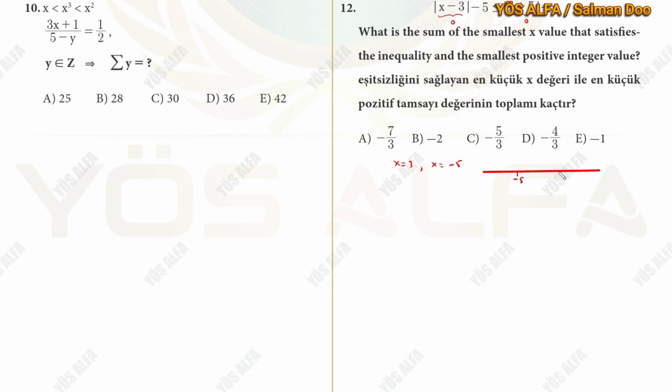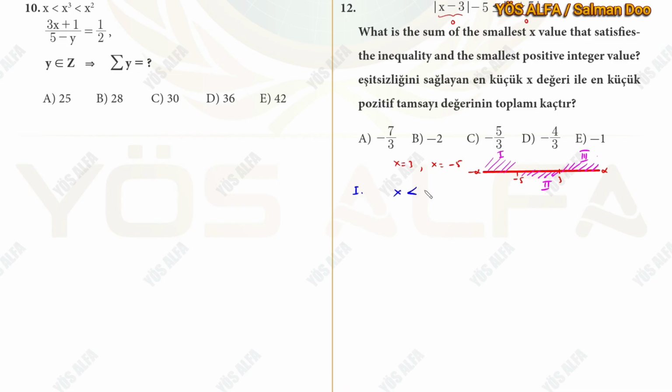We have -5 and 3. This is positive infinity, negative infinity over here. So we are going to have three regions. The first region is here, between -infinity and -5. So this is our first region. The second region is over here, and the third region is over here. Let's first start with the first region.